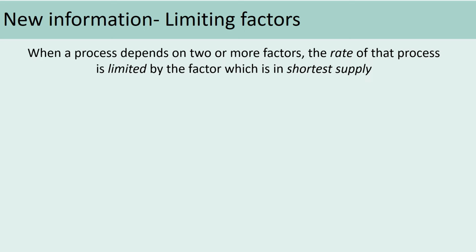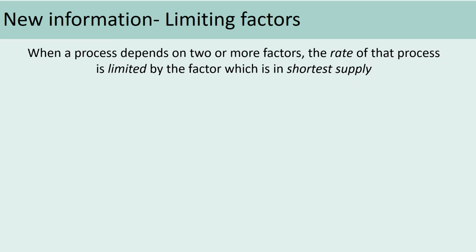So when a process depends on 2 or more factors, the rate of that process is limited by the factor which is in shortest supply.